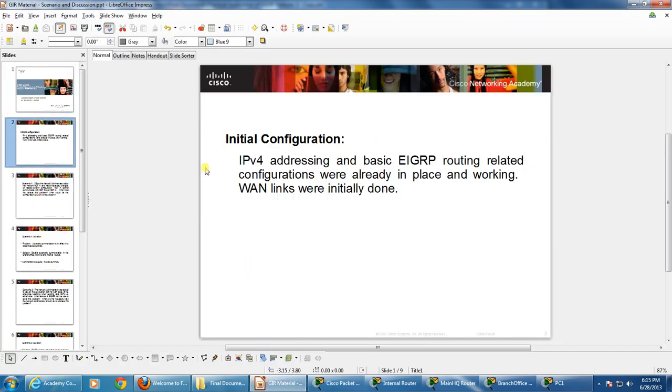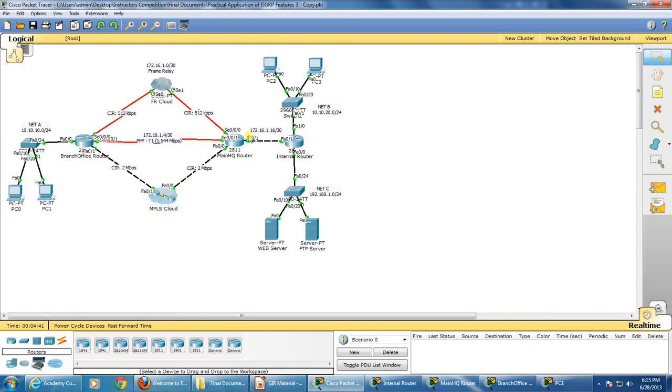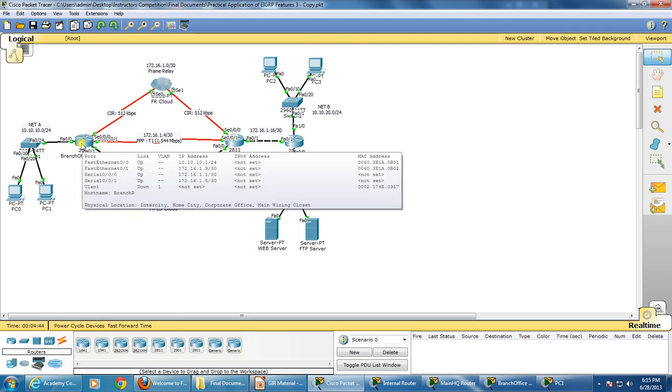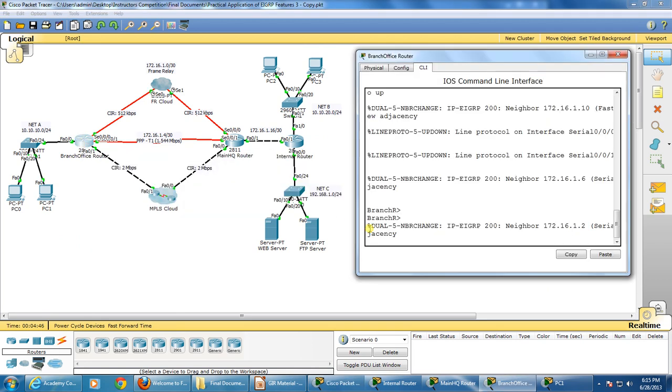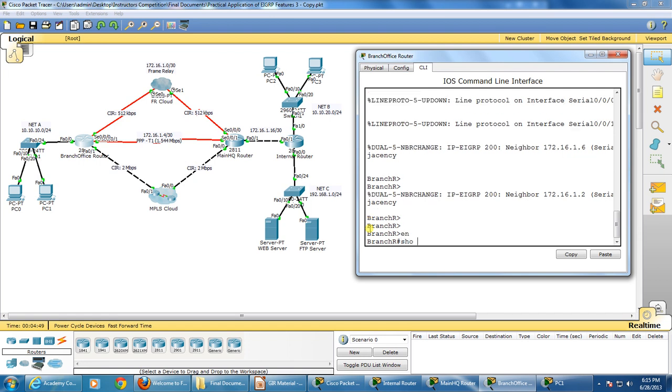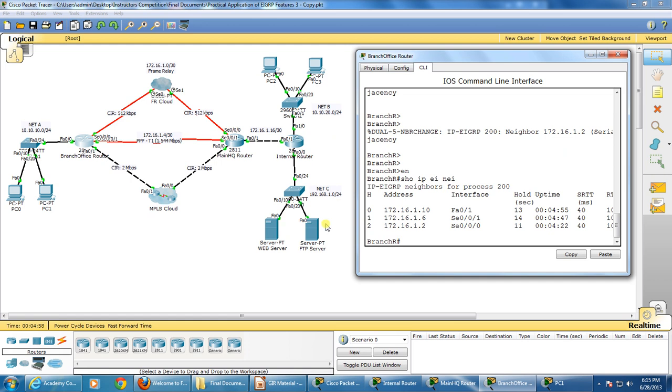Initially, our topology is configured with all the necessary IP addressing and the basic EIGRP routing configurations. It's already in place and it's already working. The WAN links are already done, and in fact, these two routers are already running EIGRP. To check that, we can use the command show ip eigrp neighbor. So in fact, these two routers are already seeing each other over these three links.